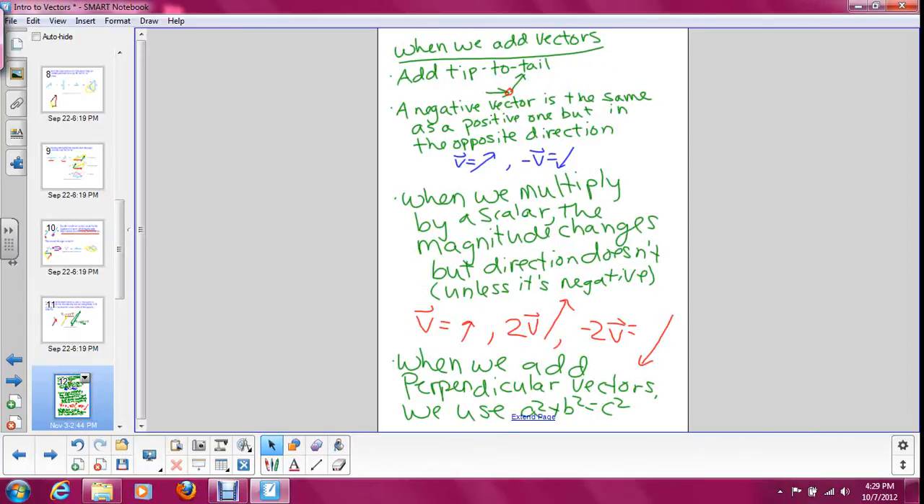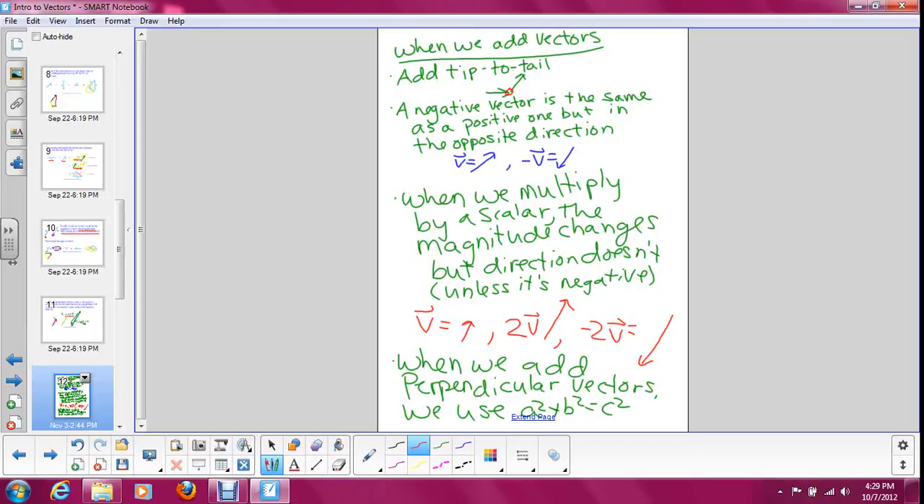So we just learned a lot about vectors. And this is just a brief summary, a recap of what we learned. We learned that you can add tip to tail. We learned that a negative vector is the same as the positive one, so it has the same magnitude, but it's opposite in direction.